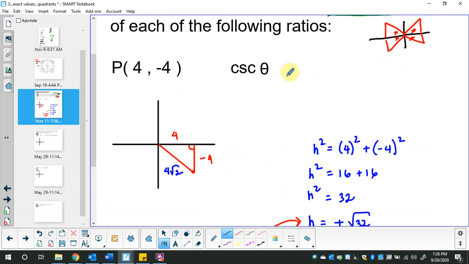Cosecant. Cosecant is the upside down of sine, so it's the reciprocal of sine. Sine is opposite over hypotenuse. Cosecant is hypotenuse over opposite. The angle is here, so this is opposite, this is adjacent, this is hypotenuse. So 4 root 2 for the hypotenuse over negative 4.